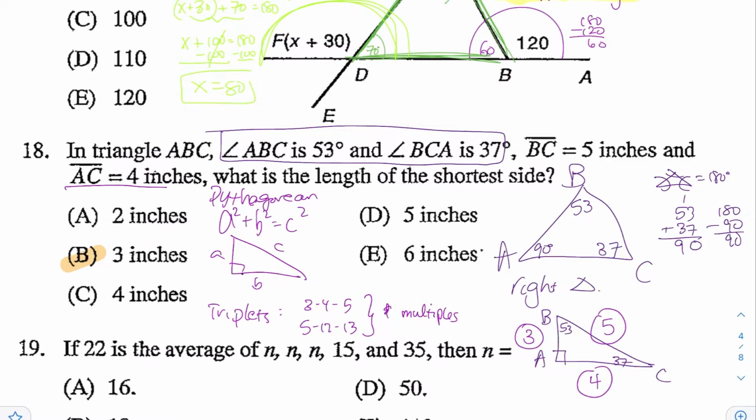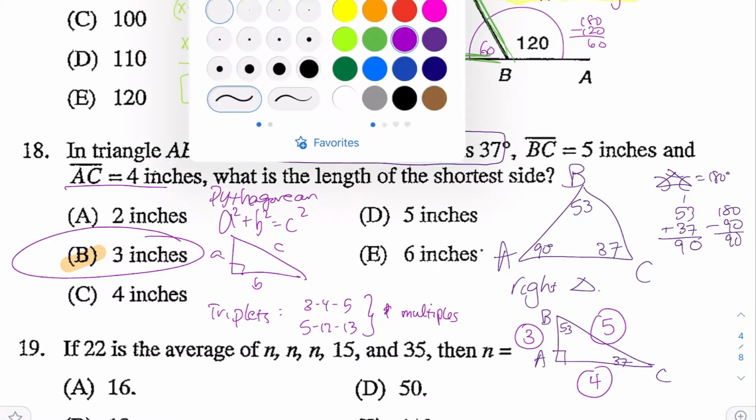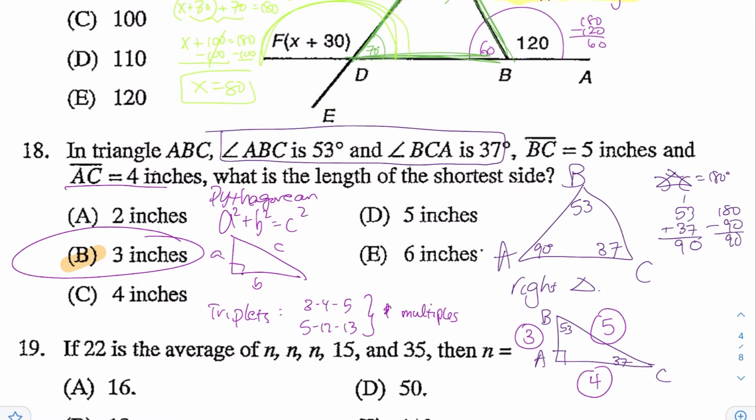Here we have the 3, 4, 5, so you know the shortest side has to be choice B, 3. You can also set this up using Pythagorean. If you don't know what the 3 is, you can call that a. So you have a squared plus 4 squared is equal to 5 squared, and a squared plus 16 is equal to 5 squared, or 25. Subtract 16 on both sides, you get that a squared is equal to 9. So a has to be equal to 3.